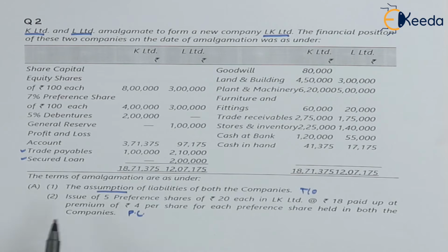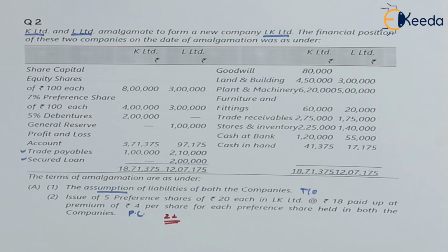Point number A of this particular question says, point number 2 in that A: issue of 5 preference shares of 20 each in LK Limited at rupees 18 paid up at a premium of 4 per share. So I can say the issue price of that share will be 22. Paid up value will be 18 and 4 rupees premium. By the way, as a vendor company, as a seller company, we are least worried about the breakup of the face value and the agreed value. For us, important is only the agreed value. For us, the agreed value of these preference shares will be 22 rupees.